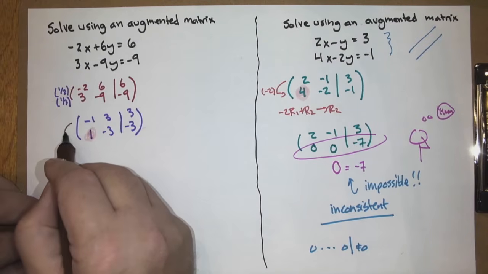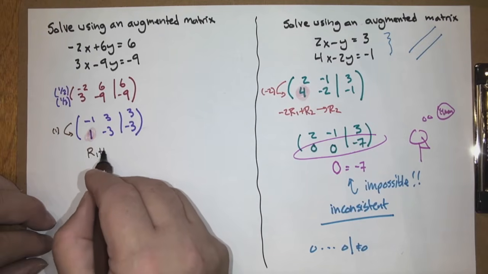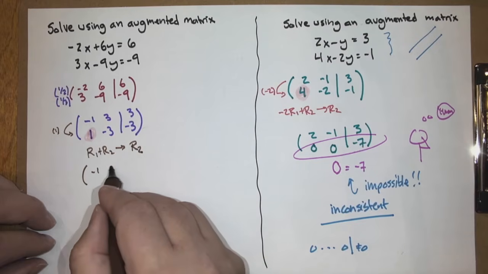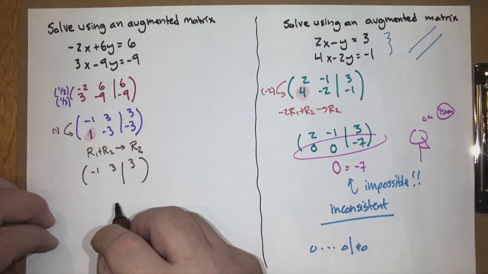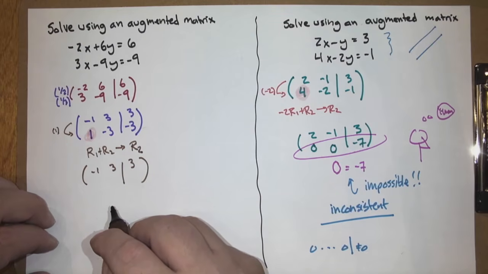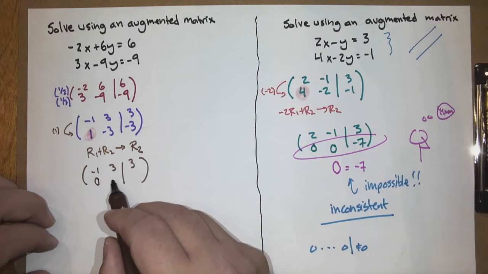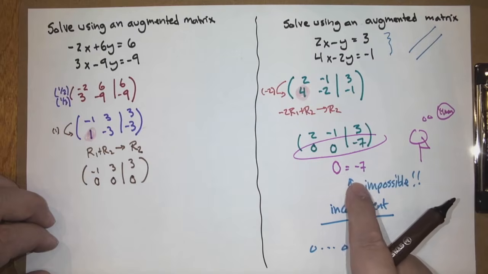So here, let's just add 1 times the first row. So row 1 plus row 2 becomes the new row 2. So negative 1, 3, 3. And what's the new row 2? I'll give you a hint. The first entry is a 0. Also 0. And also 0. Now, is this a problem?